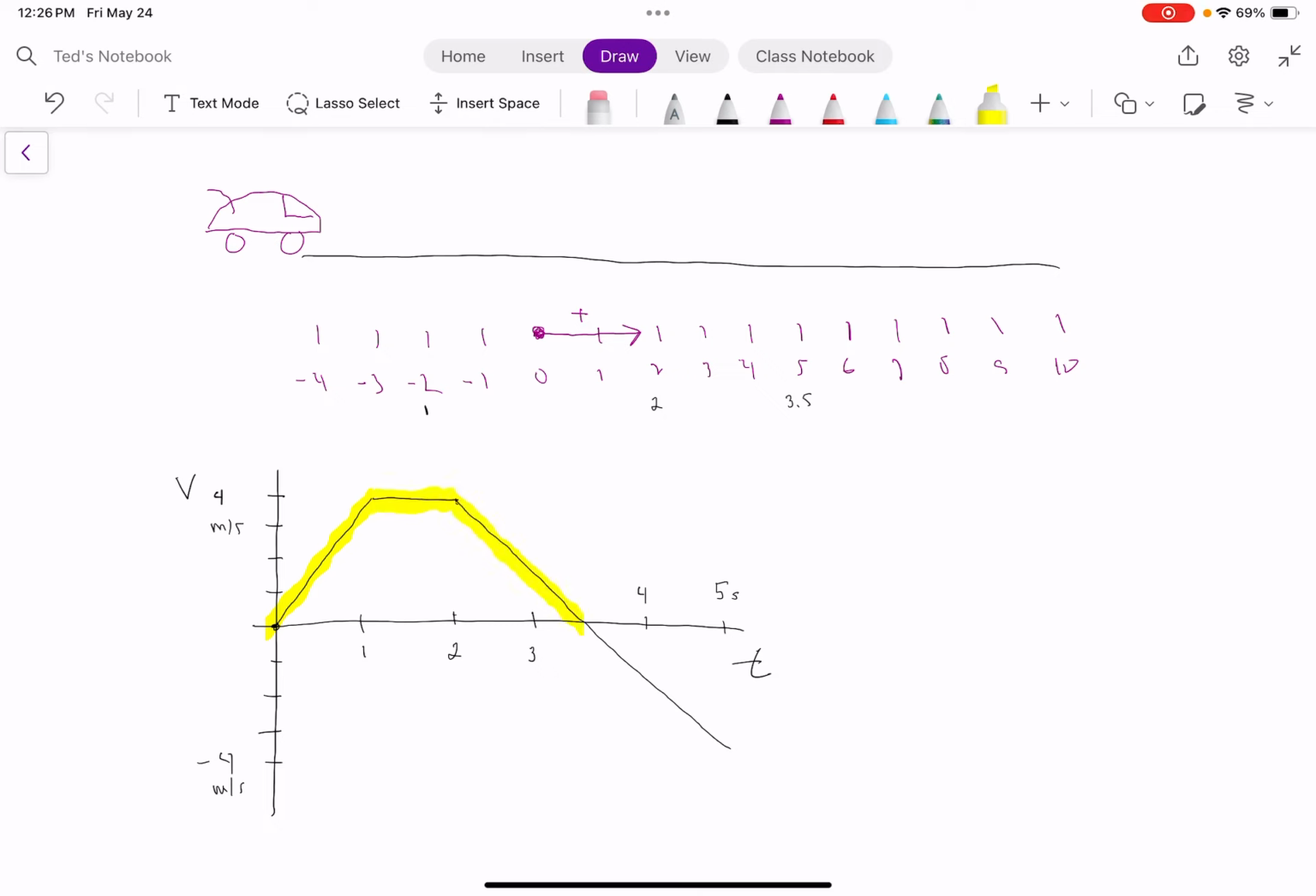But then it doesn't stay at 0. Now it starts going -1, -2, -3, -4 meters per second. So what is that telling us? Positive velocities mean that it's moving forward. Negative velocities mean that it's moving backwards.